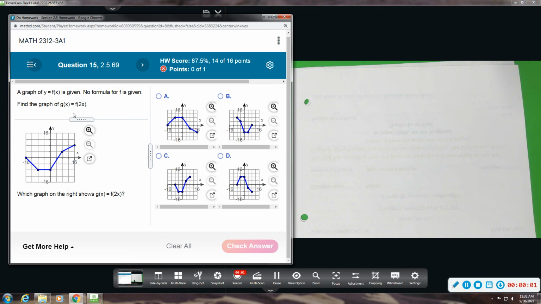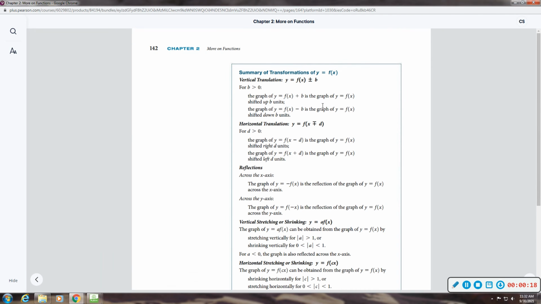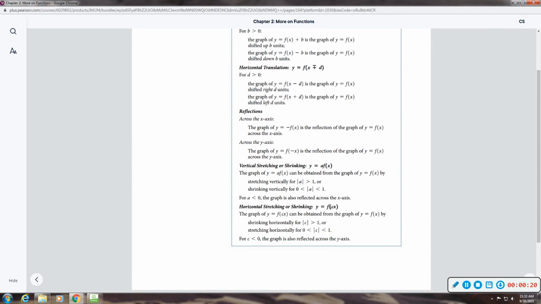All right, number 15. Again, we have the graph of y equals f of x. No formula is given for f. We want to find the graph of g of x, which is f of 2x. Okay, so let's go back to our description. When we see that number being multiplied times the x, it's going to be a stretch or shrink in the horizontal direction. Right, if that number is greater than 1, it's going to be a shrink.